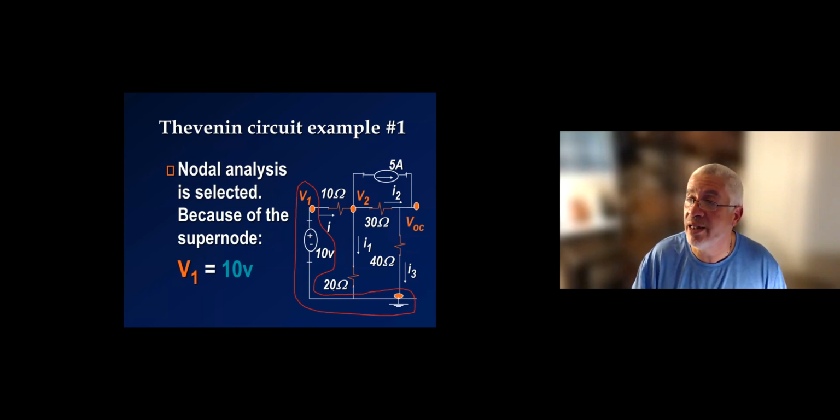Now the super node has the reference node, so I'm going to do nothing with it. Then I'm writing the source equation for the 10 volt, which is V1 minus 0 equals 10, so V1 equals 10. So I'm going to do two KCL equations, one at V2, one at VOC.